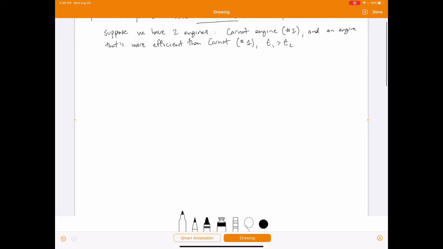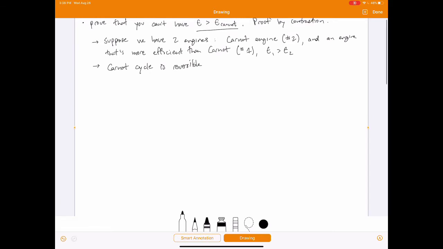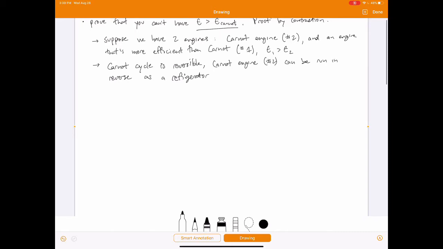Okay, so the nice thing about the Carnot cycle is that it's reversible. So if we have a Carnot engine, we can run it in reverse as a refrigerator. So here, the Carnot engine, that's the one we're labeling number 2, can be run in reverse as a refrigerator.